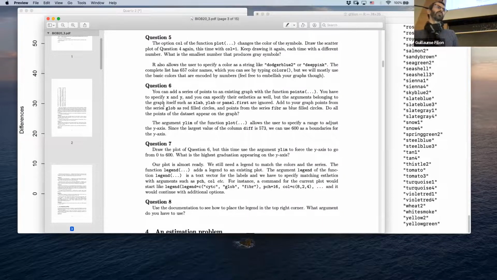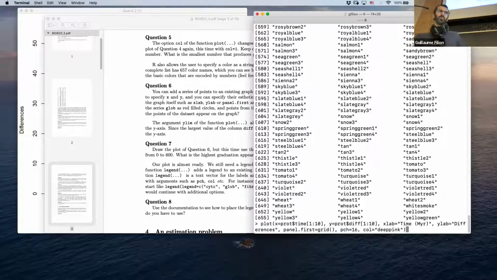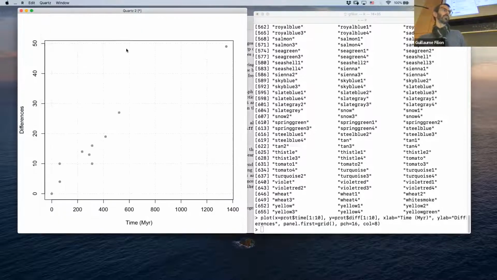Add to your graph points from the series glob as red filled circles and points from the series fiber as blue filled circles. Do all the points of the data set appear on the graph? Okay, so here we go. We've made that beautiful command here that plots the graph for us. So I'm not going to put deep pink. I'm going to put it back to 8. That's the correct answer. So the plot looks like that.